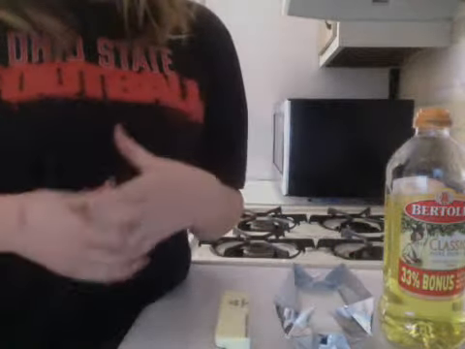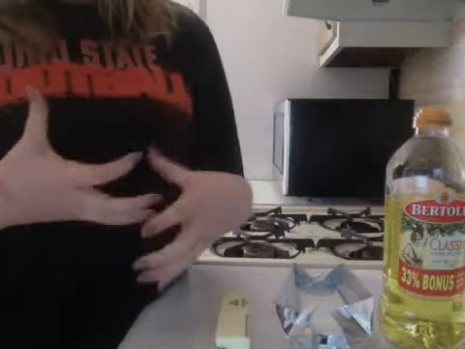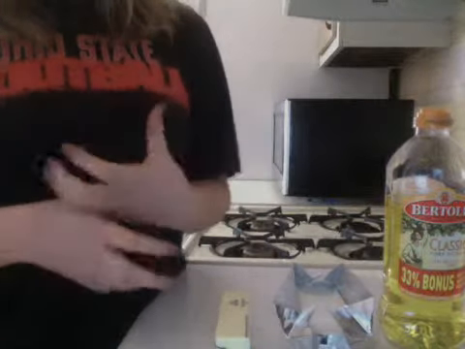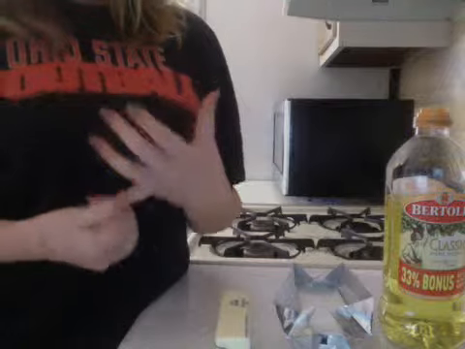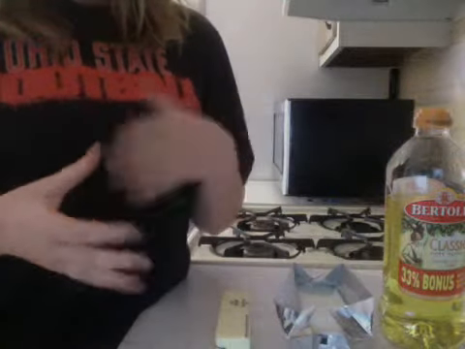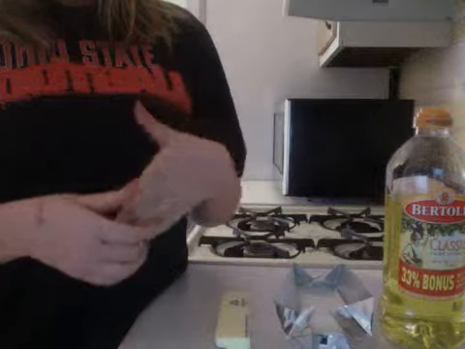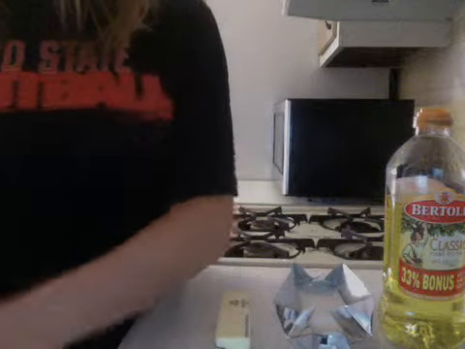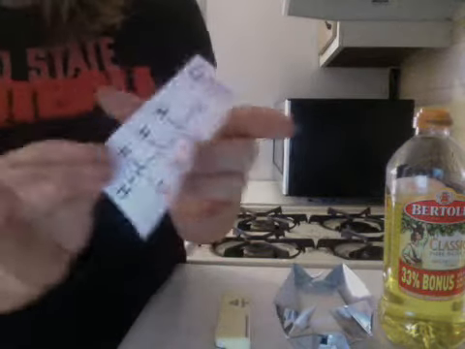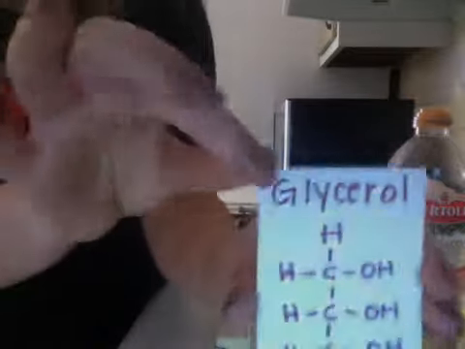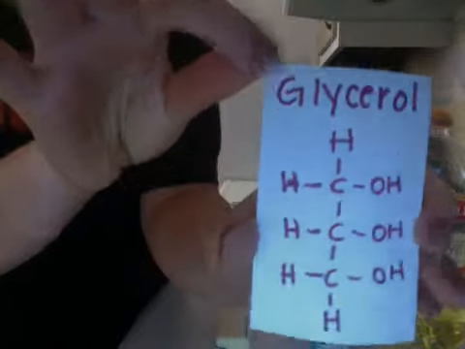Lipids are simply molecules that contain a lot of hydrocarbons, and they help the body store energy. One of the most common types of lipids are triglycerides. A triglyceride is simply a glycerol that is attached to three fatty acid chains. So, this is what a glycerol looks like. Ignore the pink. I like pink. But this is what the chemical structure of a glycerol would look like.